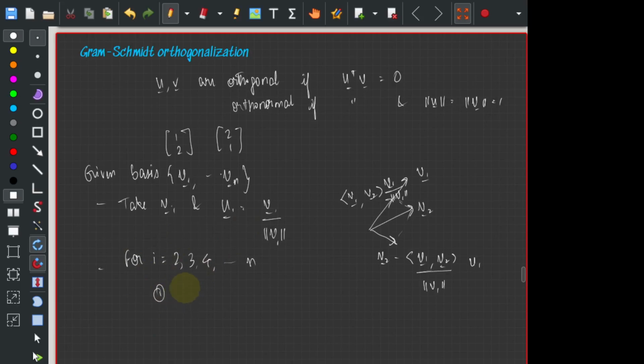So I find the component, let me call it ui tilde. This is vi minus the sum over j of the inner product of vi and uj times uj. Right. So this quantity would be the projection onto the vector uj. We've already normalized uj, so I don't have to divide by norm of uj. It's just going to be 1. So I subtract out all the components along u1, u2, u3 up to ui minus 1. I remove that and I get ui tilde. Now all I need to do is just normalize this.